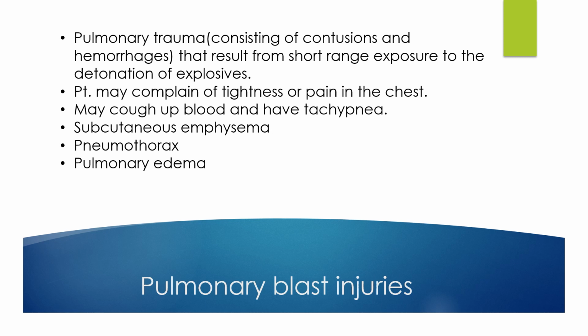Next, we're going to talk about pulmonary blast injuries. These are mostly defined as pulmonary trauma, consisting of contusions and hemorrhages that can result from short-range exposure to the detonation of explosives. When explosions occur in an open space, the patient's side that was towards the explosion is usually injured, but the injury can be bilateral when the victim is located in a confined space.